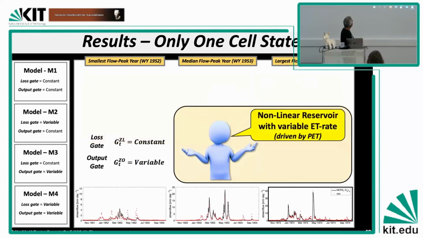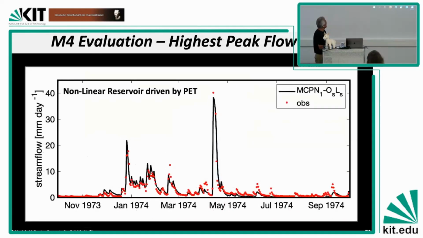And now I allow both gates to be variable, and you can see a pretty good response, although there's still some stuff going on over here, and we're not quite sure, but it may have something to do with poor precipitation measurement in dry years. Okay, so we've effectively built a nonlinear reservoir with variable evapotranspiration rate. And there's a picture of it so you can see it clearly. And you can see we're actually doing really well.